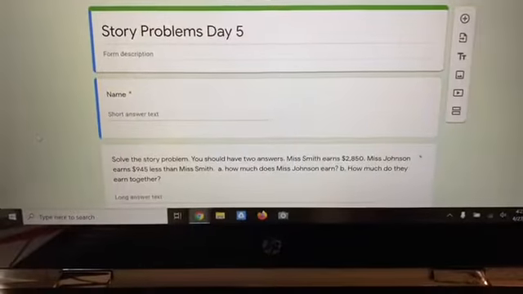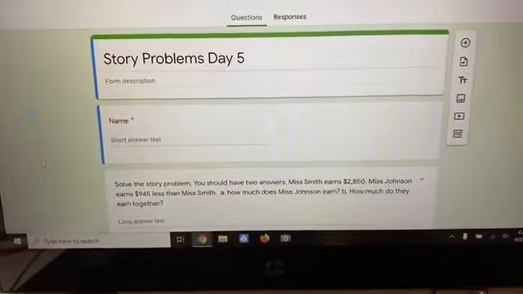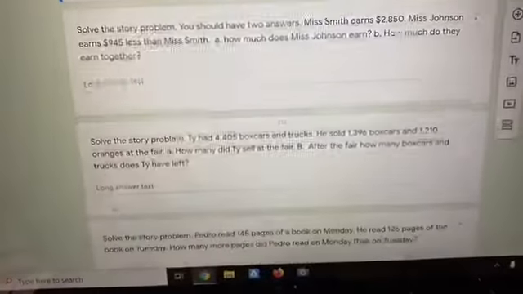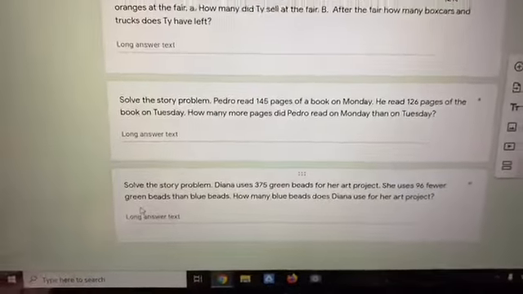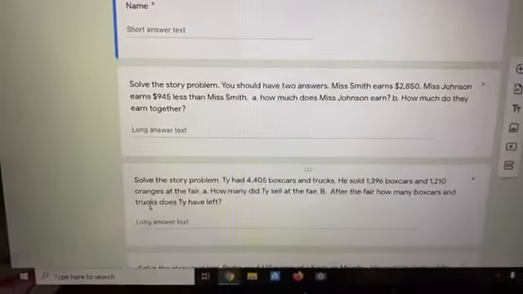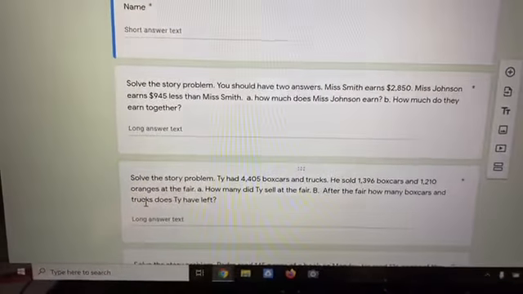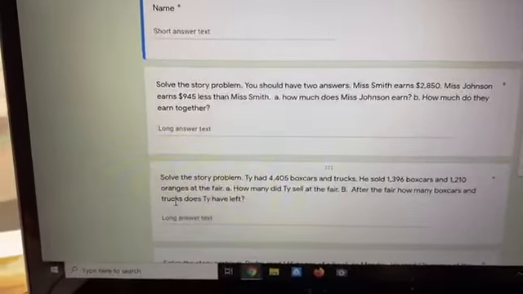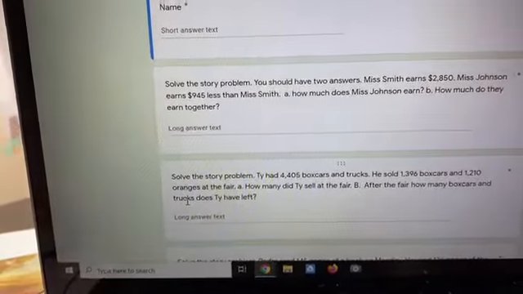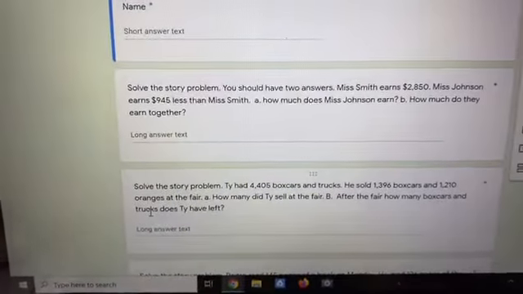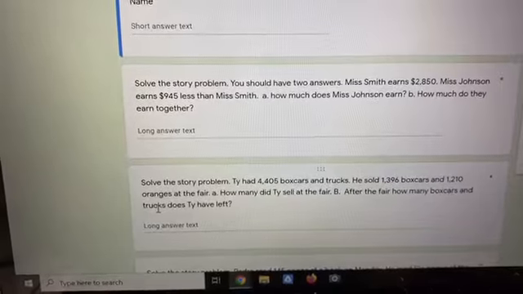Well, here we go for your day's assignments. Today for math, you have just 1, 2, 3, 4 story problems. That's it. Now, let's solve this one together. We'll do the first one so that you can see how to set it up. So it says, solve the story problem. You should have 2 answers.